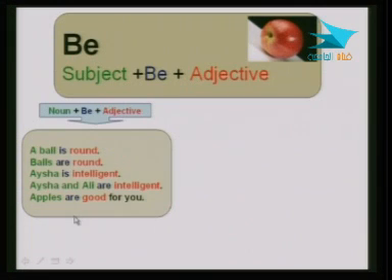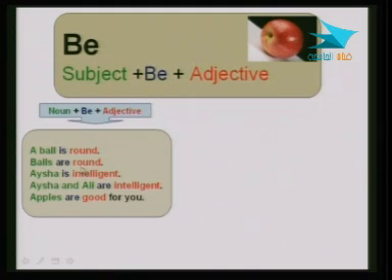Now, the question is, why do we use is here and are here? Well, if we look at the subject, we notice that in the first sentence it is singular. So we have to have a verb be in singular form. And here, the subject balls, that's plural. So the verb be also has to be plural.